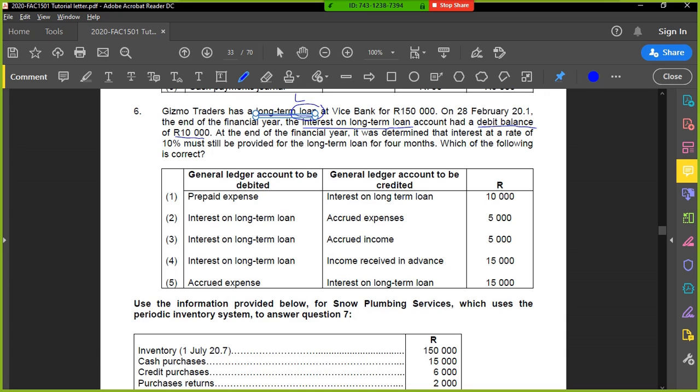Is it a liability? Okay, the long-term loan is the liability. What is the interest on the loan going to be viewed as? An expense. Good. That would be an expense. It's an expense because the definitions are very specific.